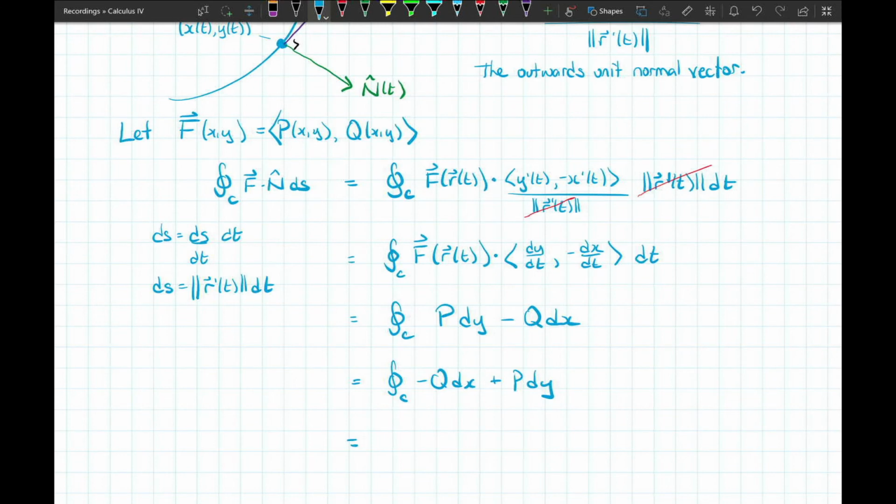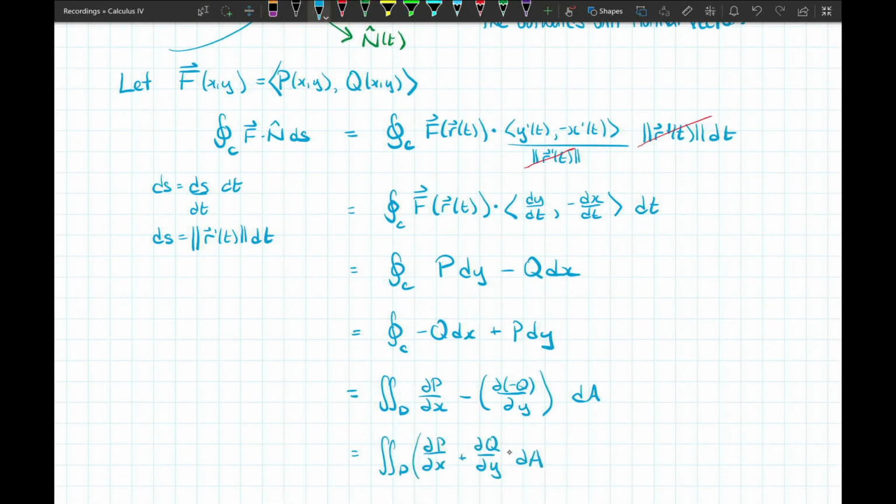Now with Green's theorem, it may look a little backwards, but we are always going to be taking the y component and looking at its derivative with respect to x, and subtracting the x component and looking at its partial derivative with respect to y. So this becomes a double integral of the partial derivative of P with respect to x minus the partial derivative of negative Q with respect to y. And those two negative signs cancel each other out. That means we are left with the double integral of partial P with respect to x plus partial Q with respect to y.